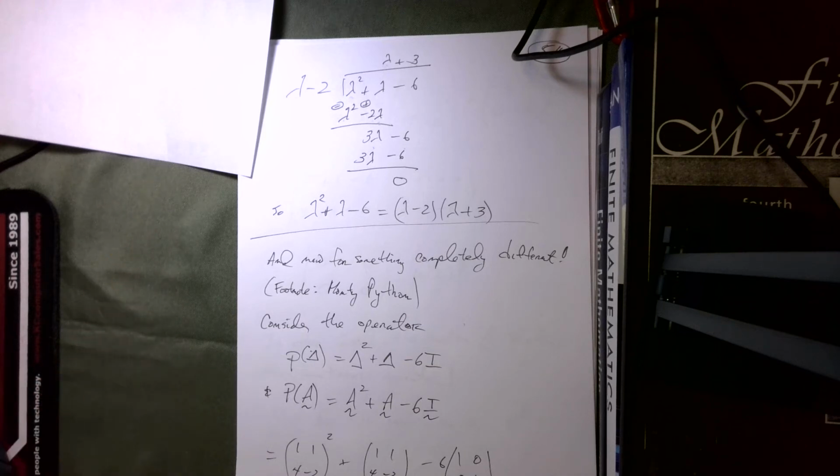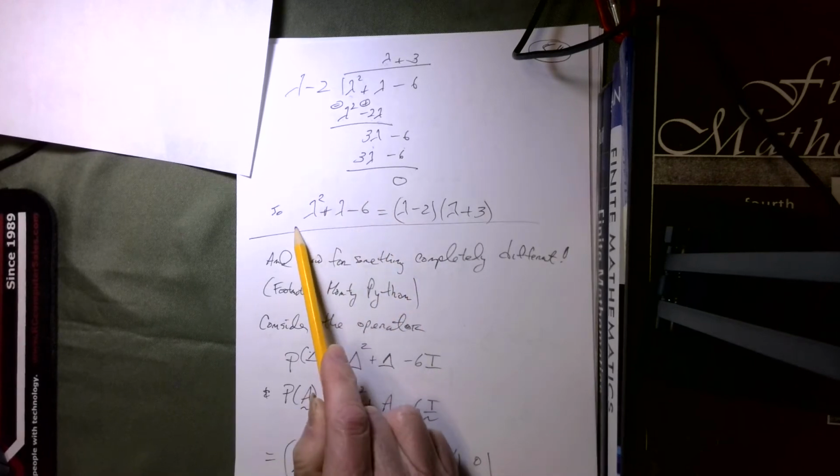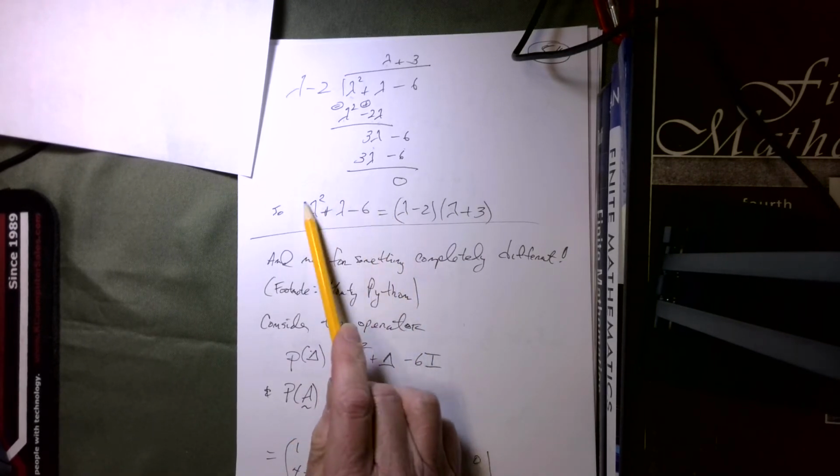Okay, now we're going to do something completely different, and everybody should jump up and down and go, Monty Python. I wanted you to think about this. This is our characteristic polynomial, correct?